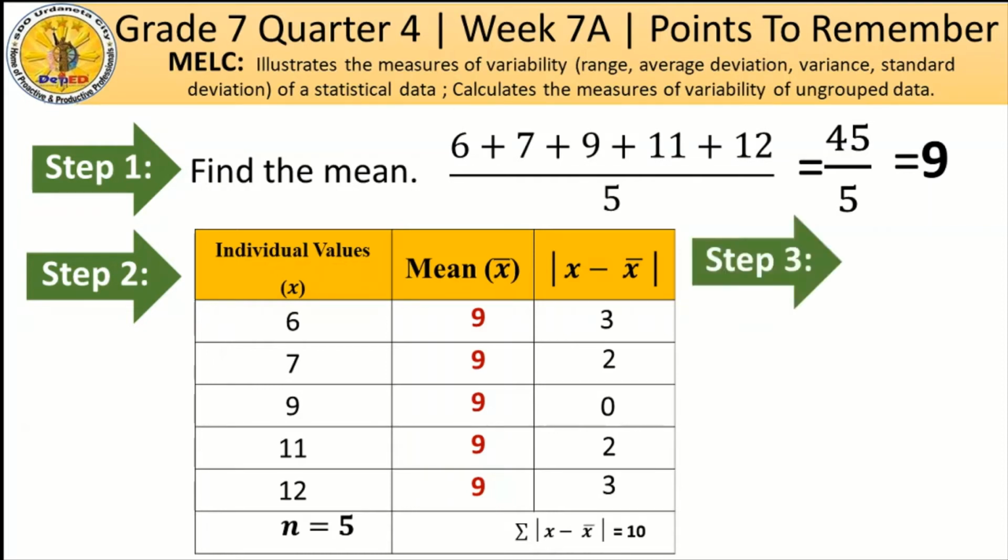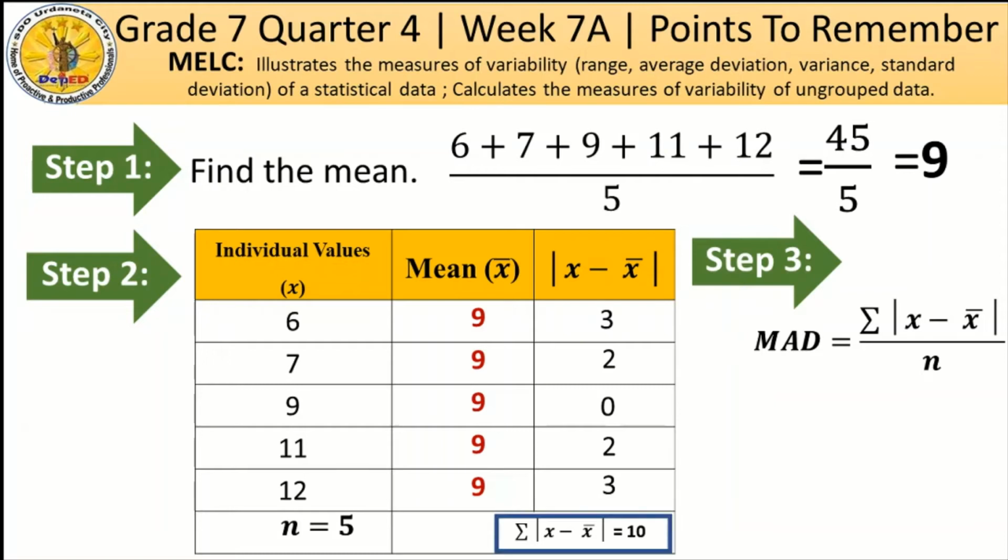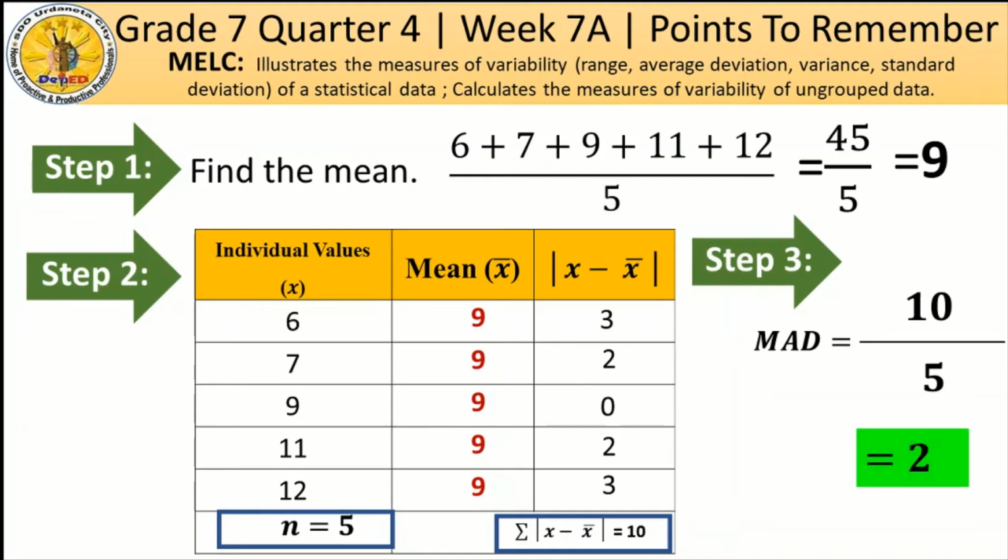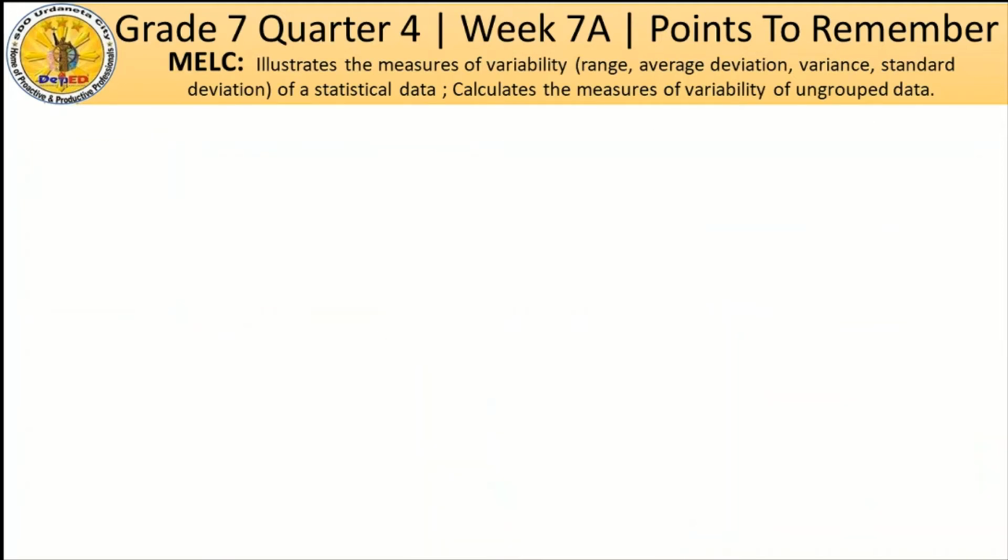Step 3. Using the formula for mean absolute deviation, we simply substitute the value of the summation of the absolute differences of the individual values and the mean, which is 10, and n, which is 5. So, 10 divided by 5 is equal to 2. Therefore, the mean absolute deviation from our dataset is equal to 2.